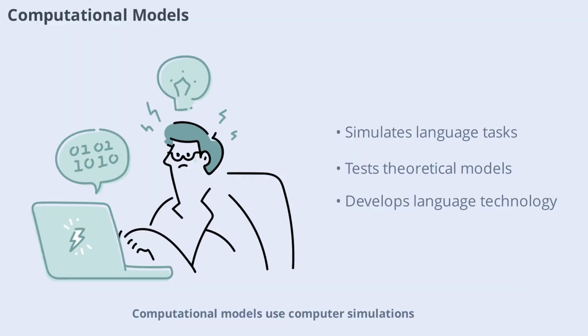Computational models use computer simulations to mimic human language processing. These models test theories by programming computers to perform language tasks, such as recognizing speech or generating sentences. Computational approaches are valuable for testing hypotheses, developing language technologies, and understanding the limits of current theories.